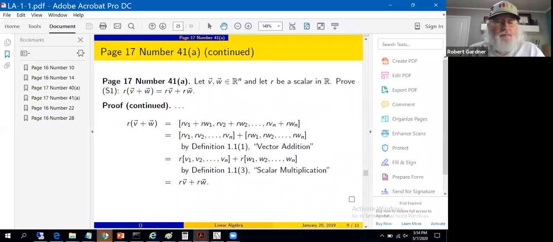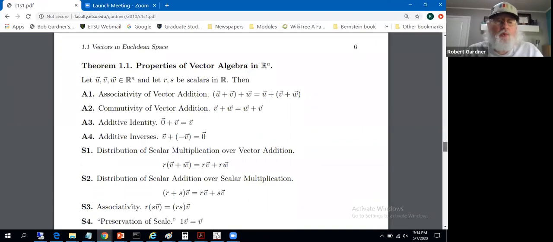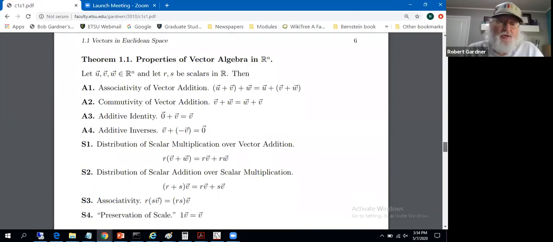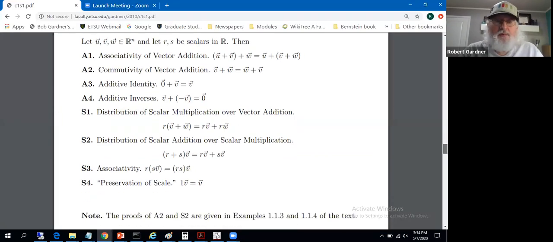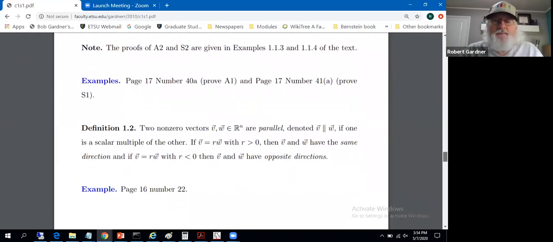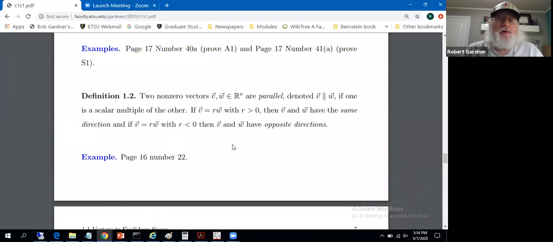Back to the notes. Okay, so what do you know now about vector algebra? You know, in addition to the definition, you know these 8 properties here. And that's all you know, so that's all we can use at this stage. We're going to get a lot of mileage out of just these 8 properties, it turns out. Some geometric interpretations.